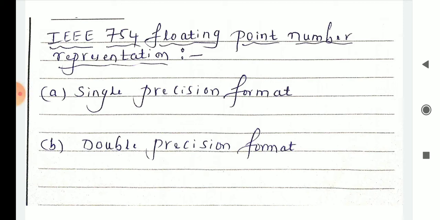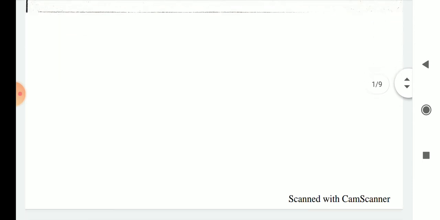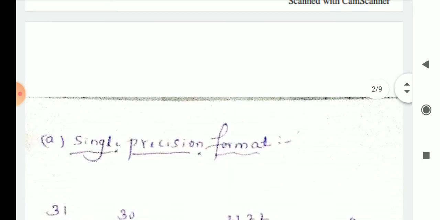So what is the single precision format? Single precision means you have to represent up to 32 bits, and in double precision you have to represent up to 64 bits. So you have some formats, and using those formats you have to solve some examples. So first we will write the formats. Single precision format.